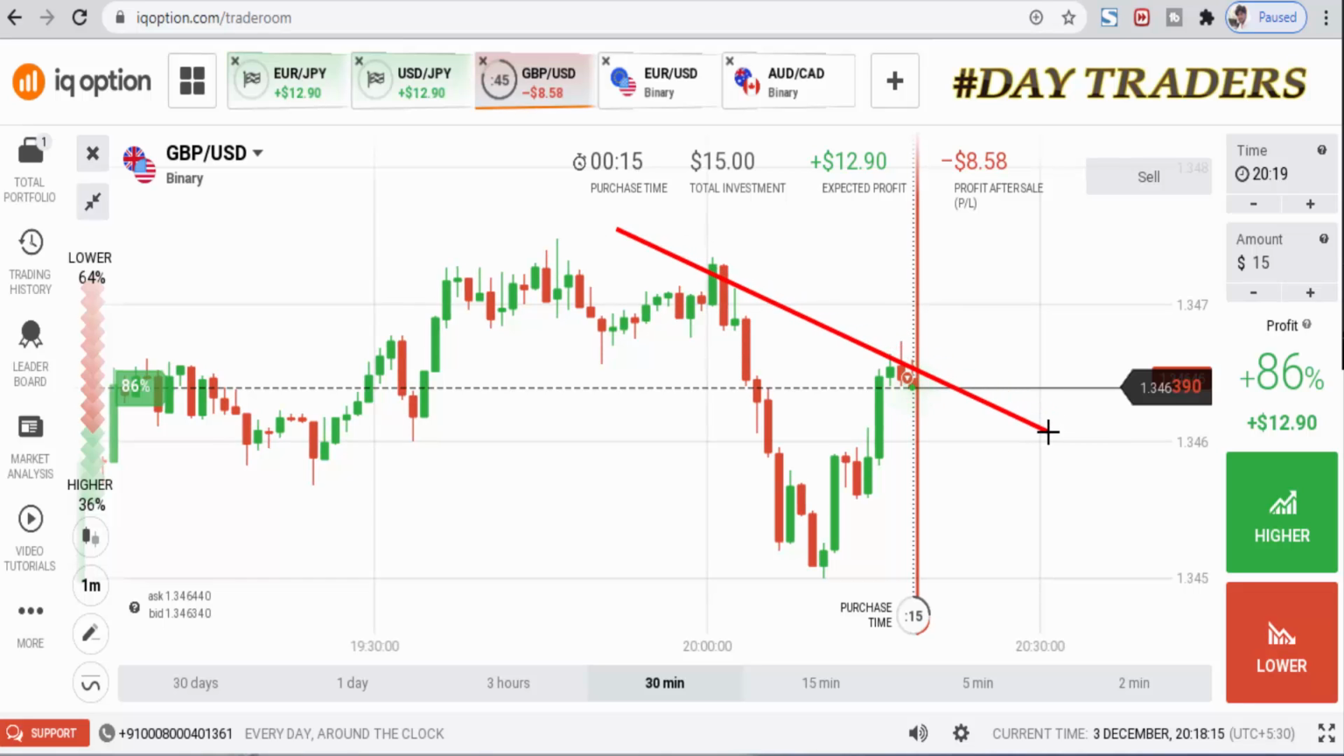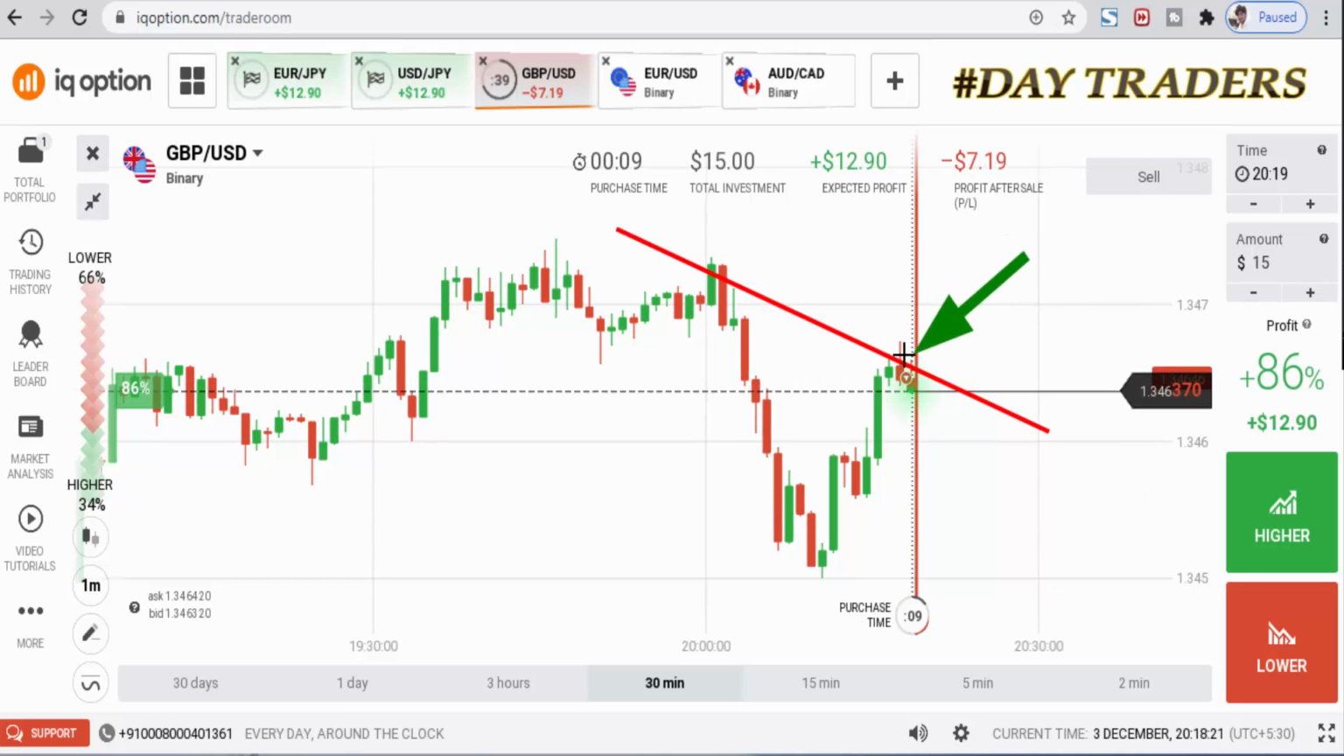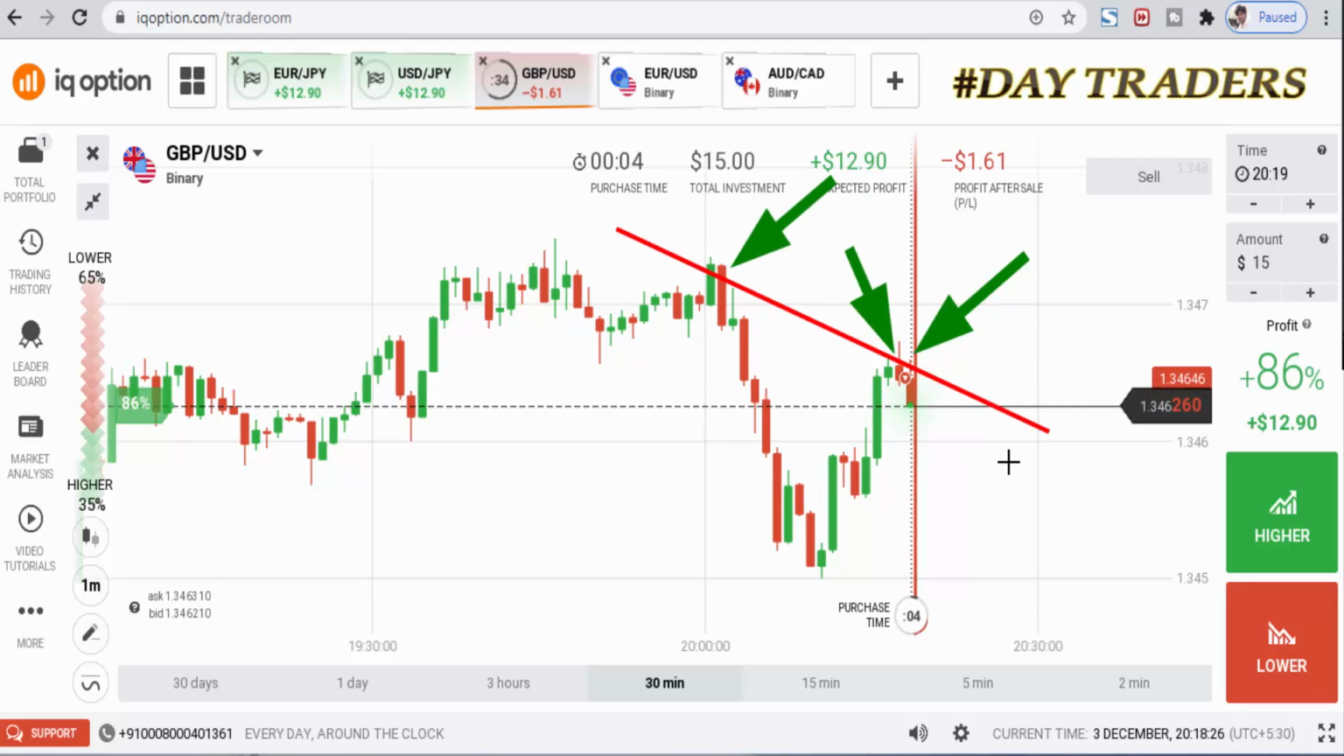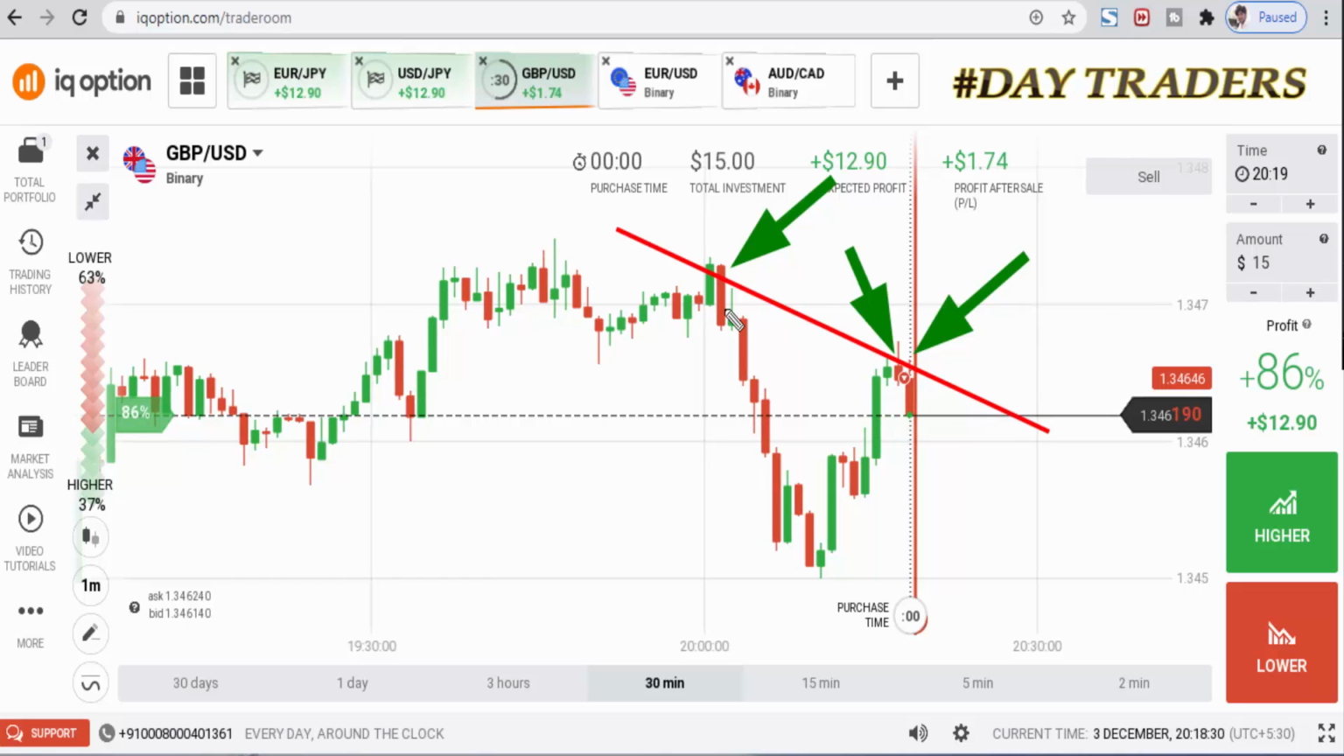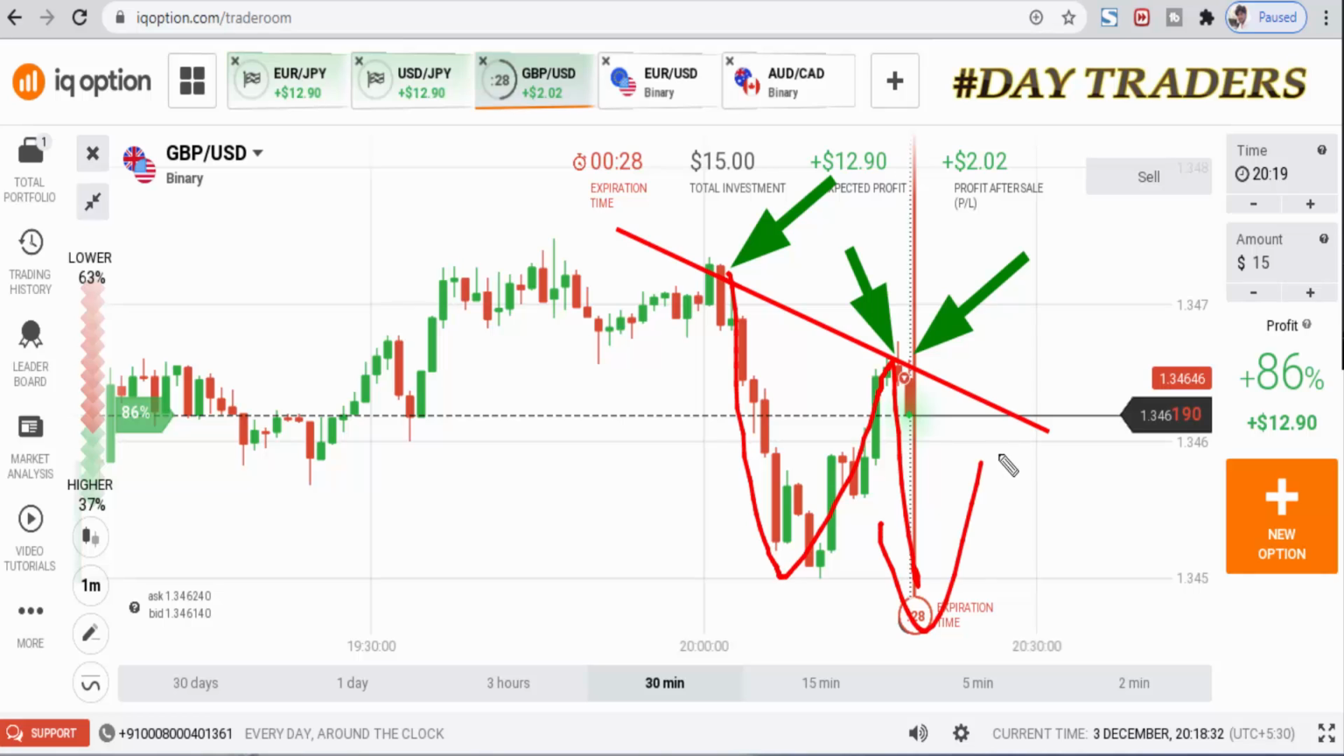This is a resistance level. Some sellers entered the market, it rejected. This also shows strong sellers. So that's the reason I place a lower option. And this is market momentum.